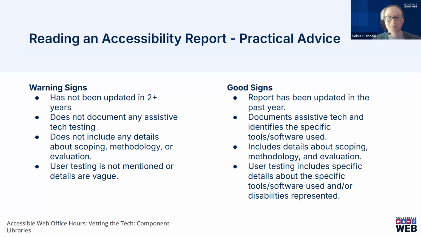the testing group. So see here an accessibility report that provides more detail and more information about that process, and is specific about how users were included in the testing process, likely indicates a stronger priority around accessibility and that it's going to be a stronger component library overall in this area.